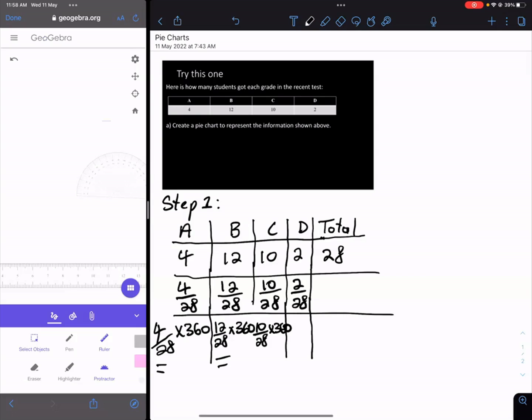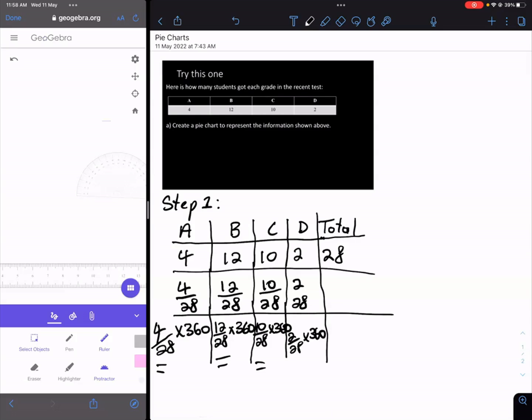Sorry about that. Switched to eraser for some reason. And then 2 over 28. Let's make some space here. Multiply by 360. Alright. Let's get to our calculators.